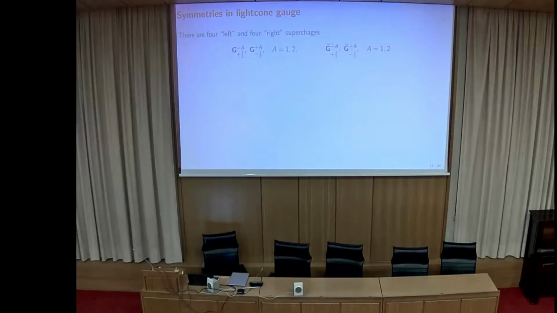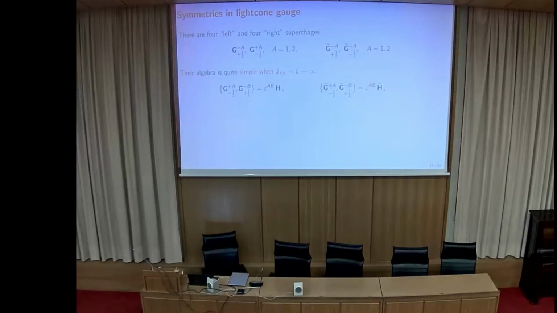And you look at what algebra they obey. There is a part of the algebra which is very simple. Essentially, a G plus with a G minus gives you L minus J, and the same thing with a tilde. It's the statement that if you have a supersymmetry generator and a conjugate generator, their anticommutator will give you a combination of R-symmetry and energy.